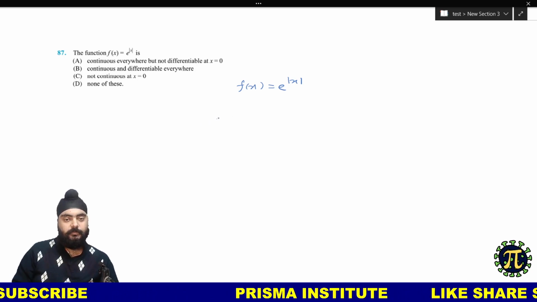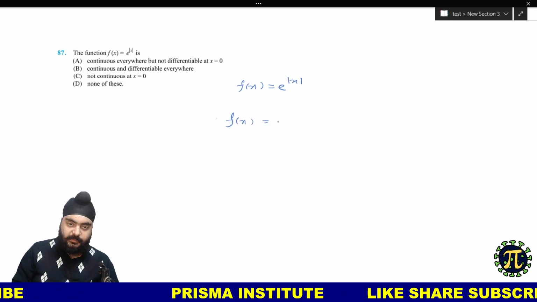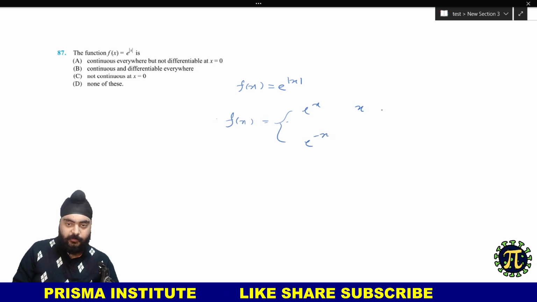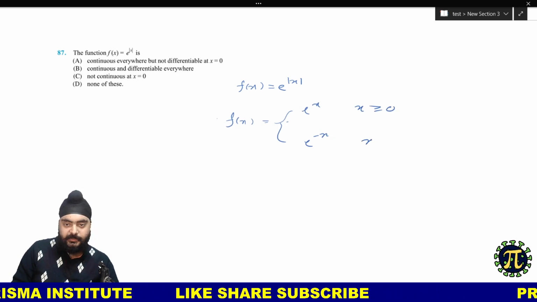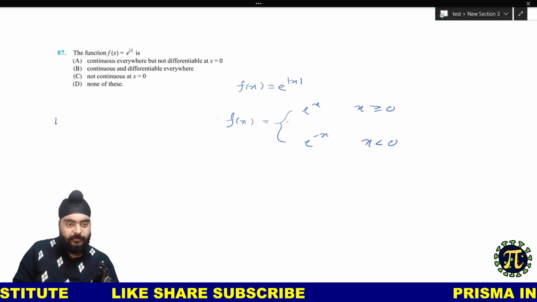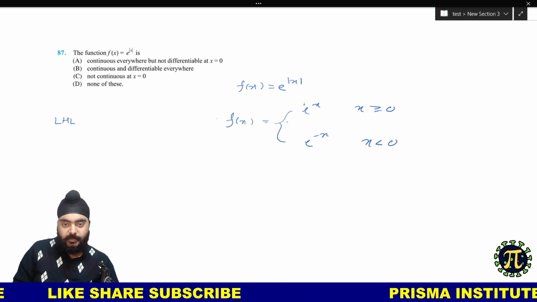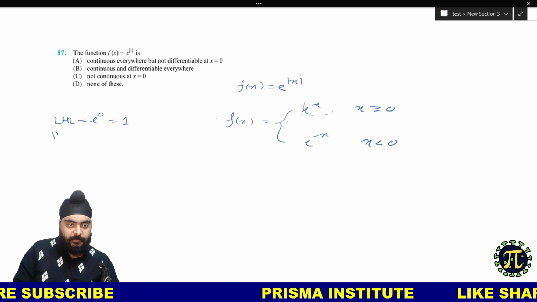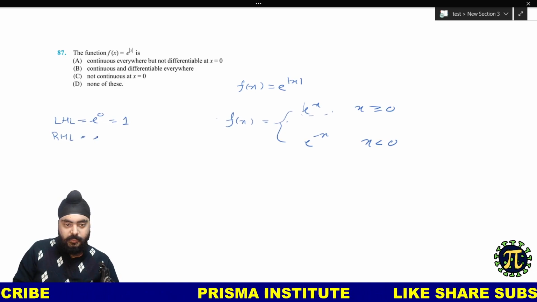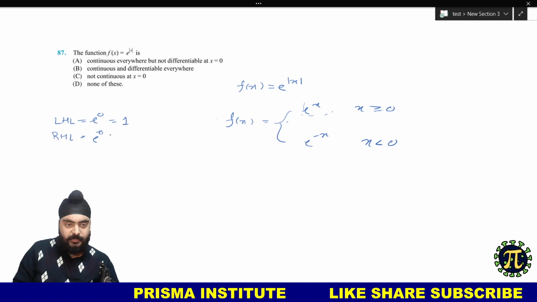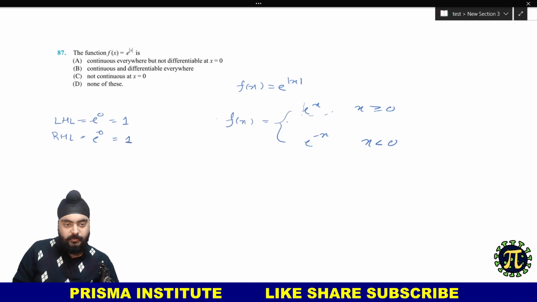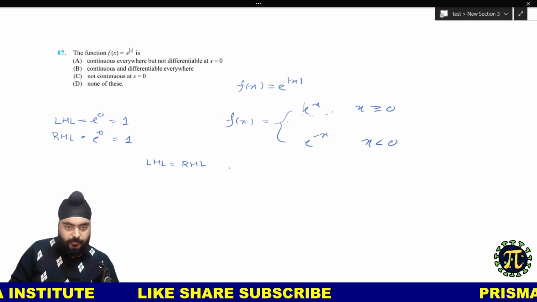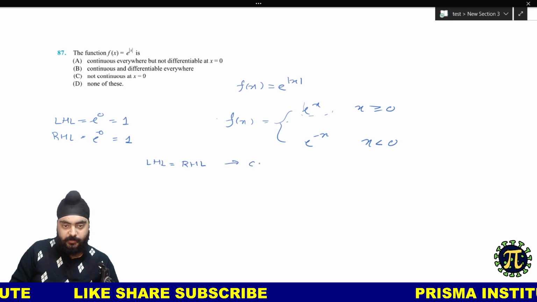So this function can be written as fx equals e to the power x or e to the power minus x, right? Okay, for a 1 mark question you can do it directly, right? x greater than or equal to 0, x less than 0. So let me find the left hand limit. What is the left hand limit coming? In this I can put x is equal to 0, right? So I will get e to the power 0, which is 1. Okay, right hand limit is e to the power minus 0, right? So minus 0, which is also 1. So left hand limit is equal to right hand limit, which says the function is continuous at x is equal to 0, right?